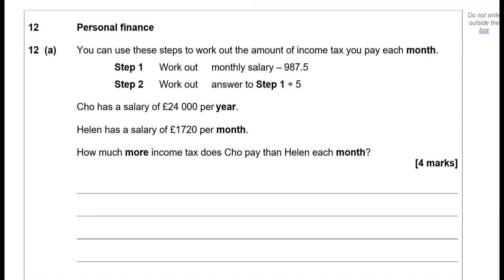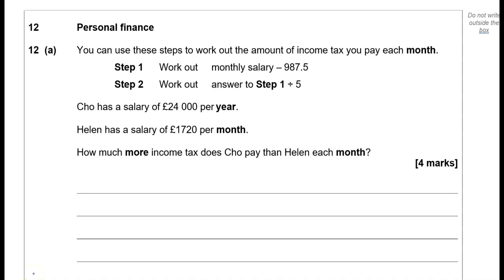Personal finance. You can use these steps to work out the amount of income tax you pay each month. Step 1. Work out monthly salary and take away 987.5. Step 2. Work out answer to step 1 and then divide it by 5. Joe has a salary of £24,000 per year. Helen has a salary of £1,720 per month. How much more income tax does Joe pay than Helen each month?